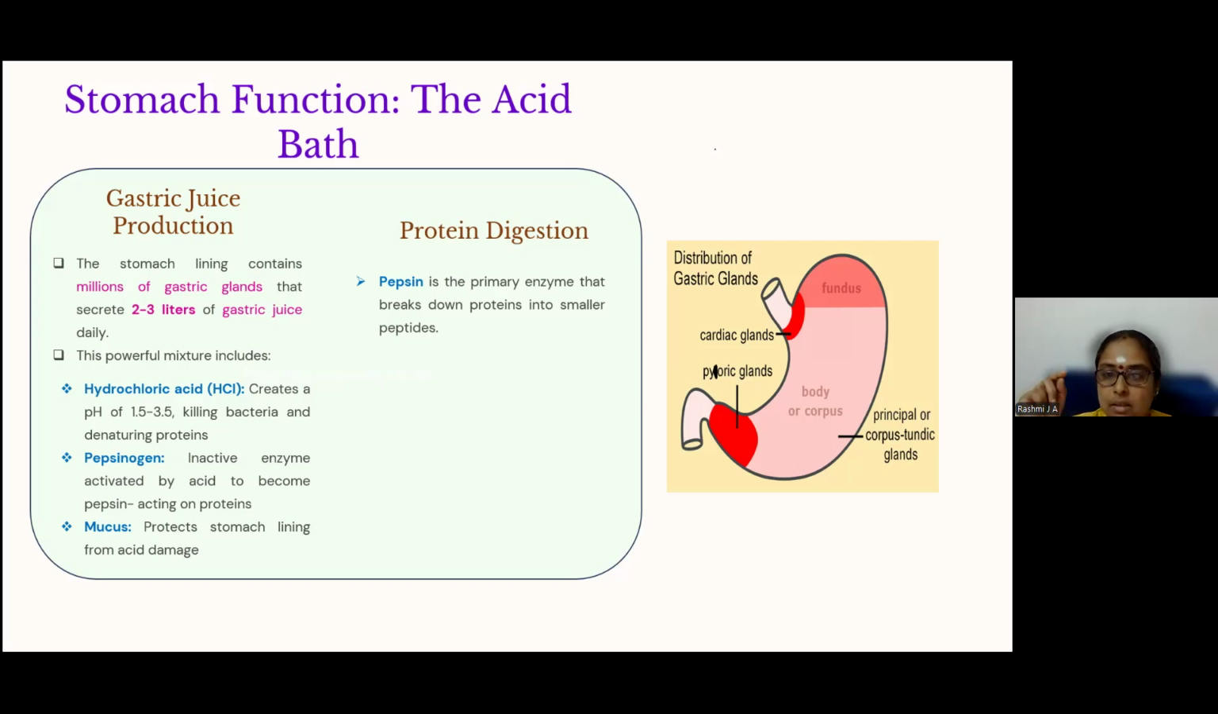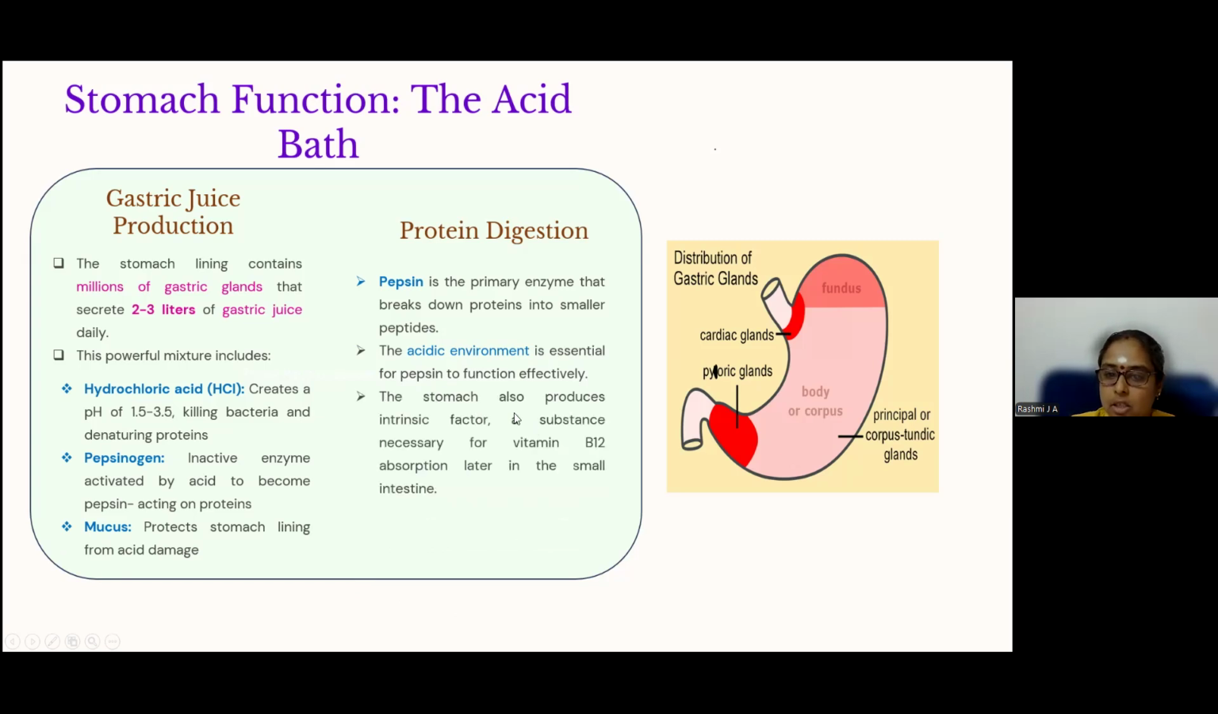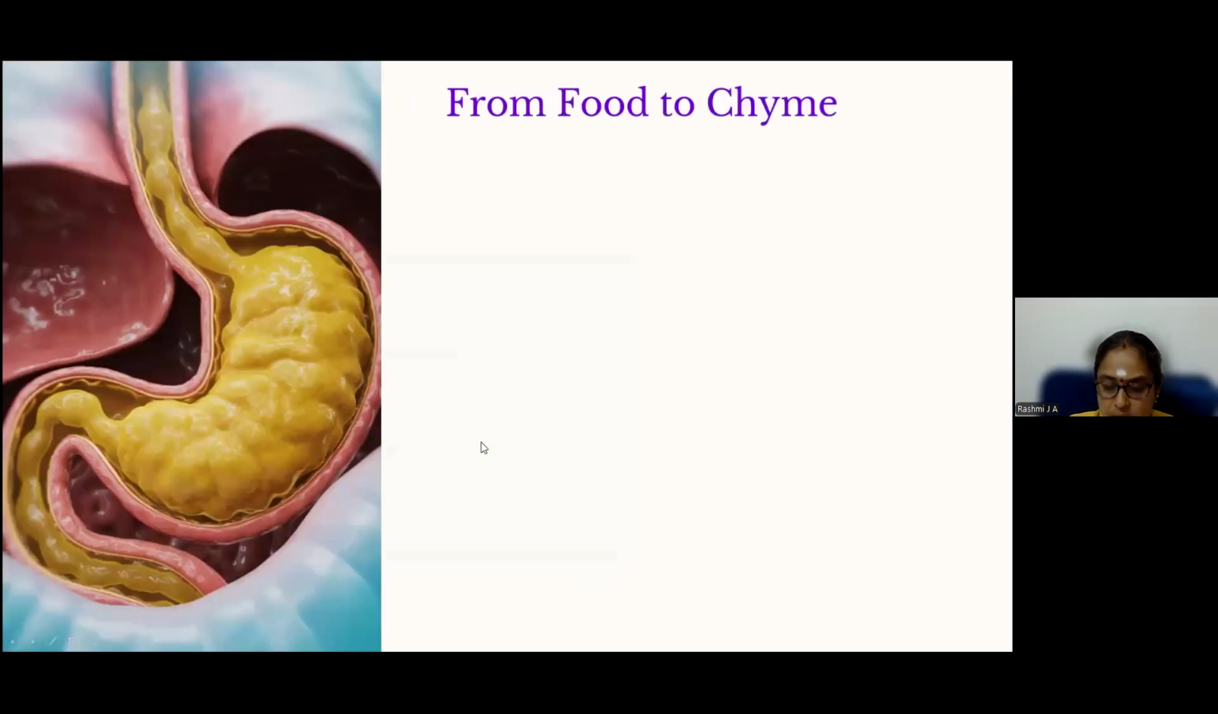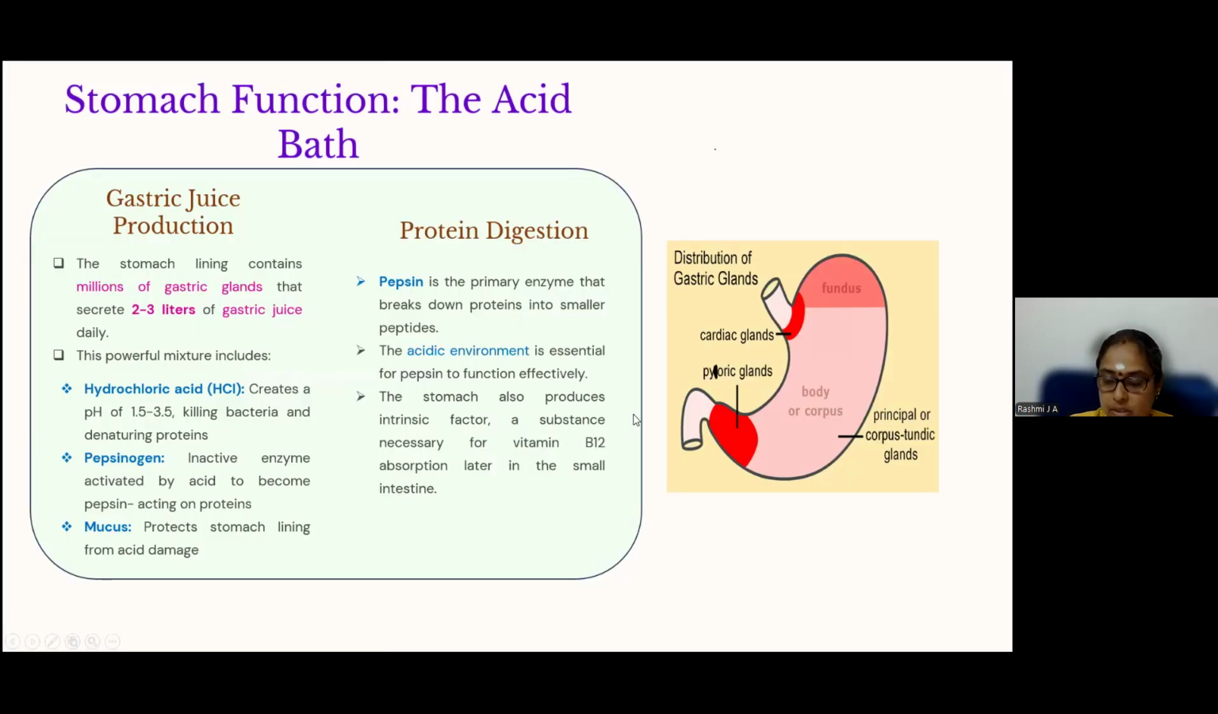Then pepsin, this is the primary enzyme that breaks down the protein into smaller peptides. The acidic environment is essentially required for the pepsin to function effectively. The stomach also produces intrinsic factor that is necessary for vitamin B12 absorption. So even in the stomach, we have this B12 absorption substance.